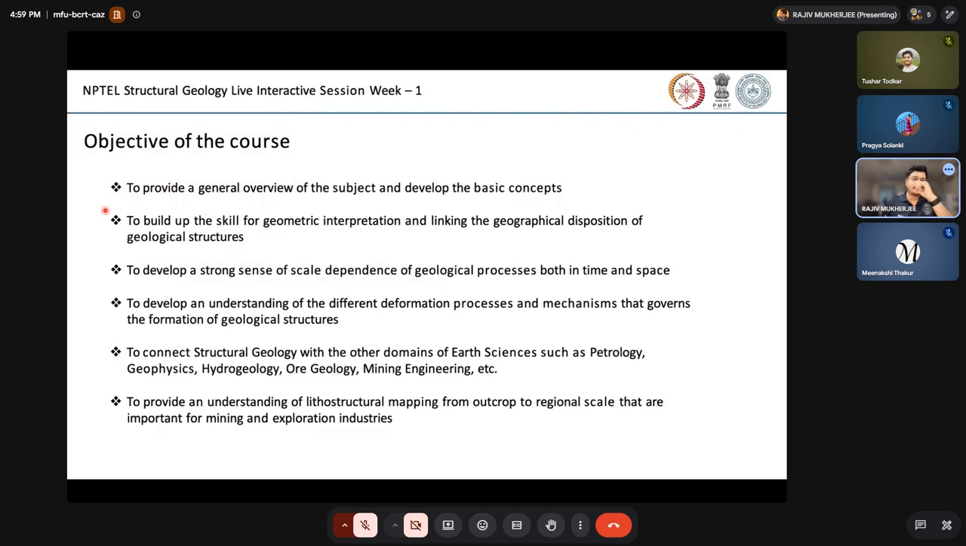So the objective of the course is to provide a general overview of the subject and to develop the basic concepts and the skills for geometric interpretation and linking the geographical disposition of geological structures, and also to develop a strong sense of scale dependence of geological processes both in time and space, to develop an understanding of the different deformation processes and mechanisms that govern the formation of geological structures, to connect structural geology with other domains of earth sciences such as petrology, geophysics, hydrogeology, ore geology, mining engineering, etc. And of course, to provide an understanding of lithostructural mapping from outcrop to regional scale that are important for mining and exploration industries.